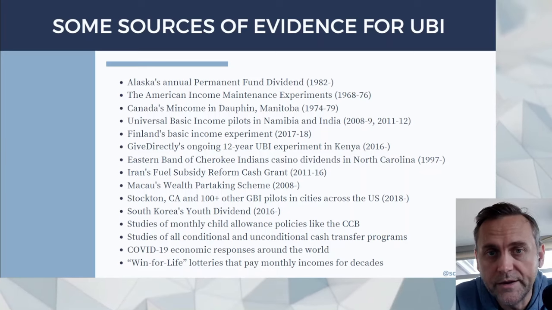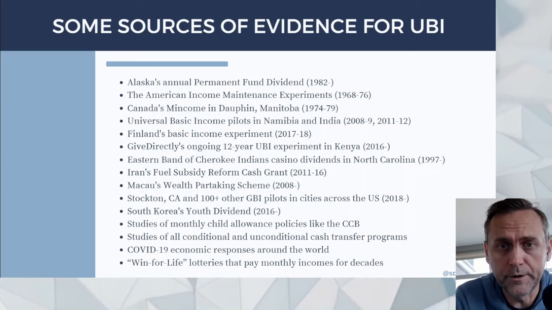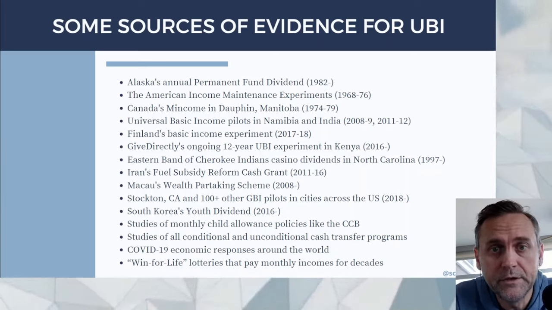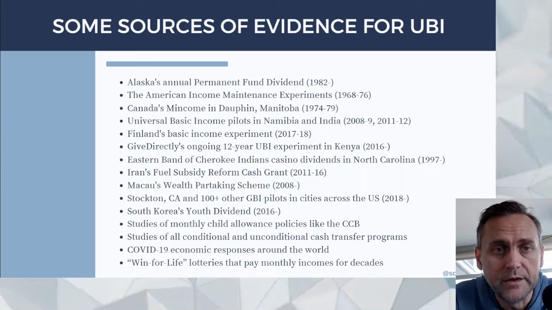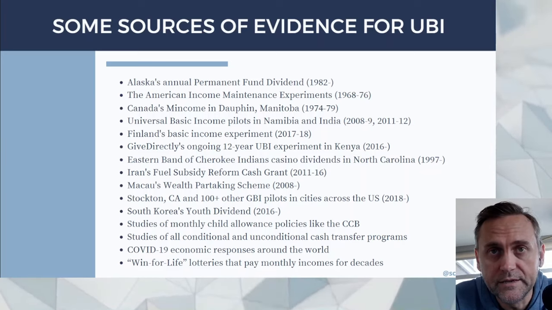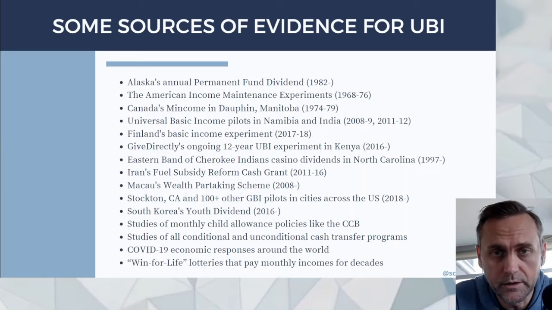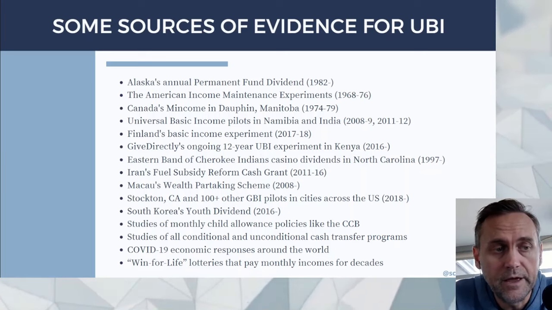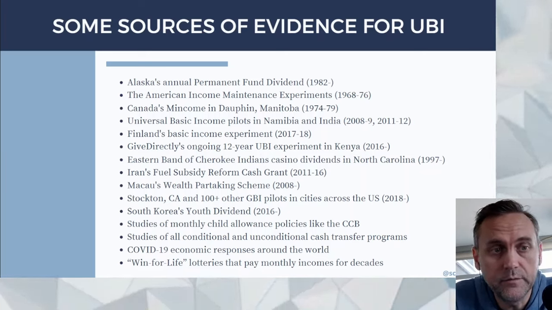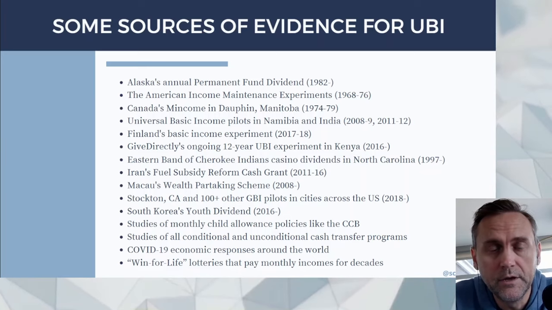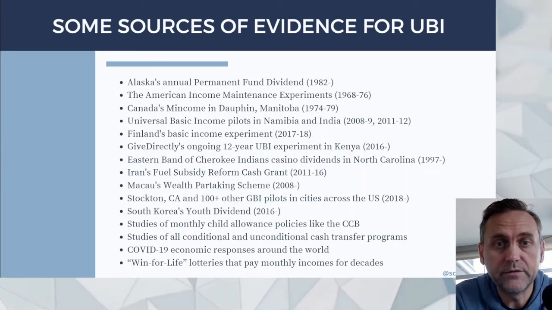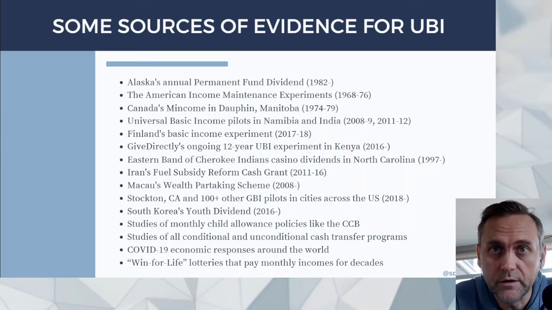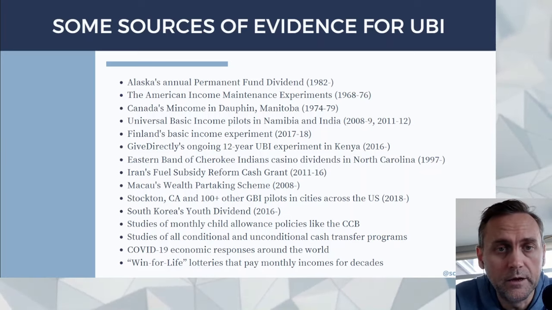Then there was the American income maintenance experiments in the 70s. This was back when Nixon proposed a version of basic income that would have been for families, called the Family Assistance Plan. He proposed that in 1969, and it passed the House twice in the early 70s, and it never made it through the Senate each of the two times that it passed in the House. But as part of that, there were multiple experiments around the country in New Jersey, North Carolina, Seattle, Denver, multiple places.